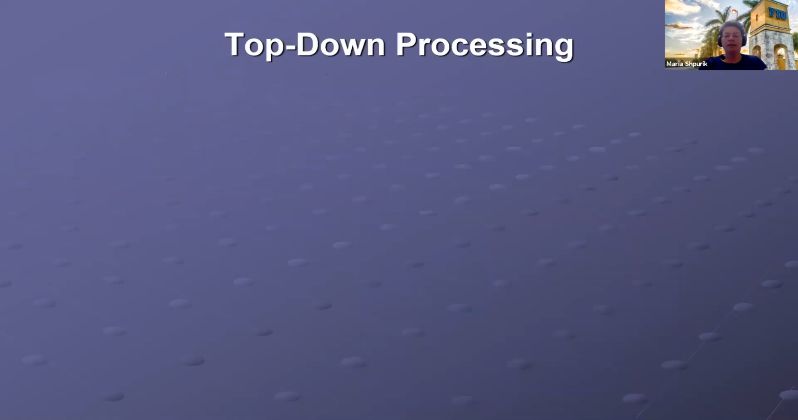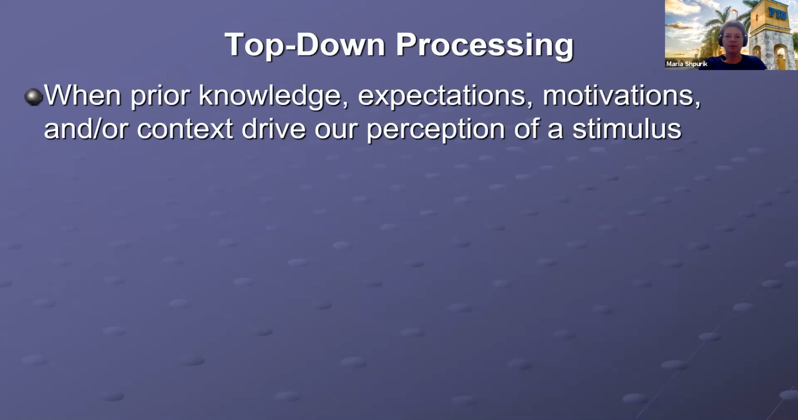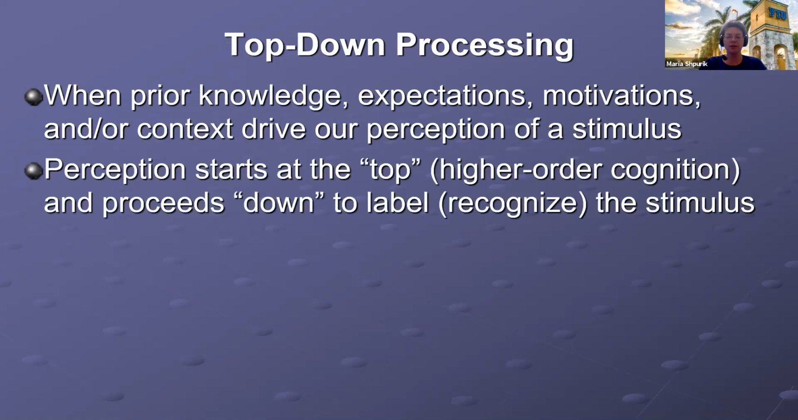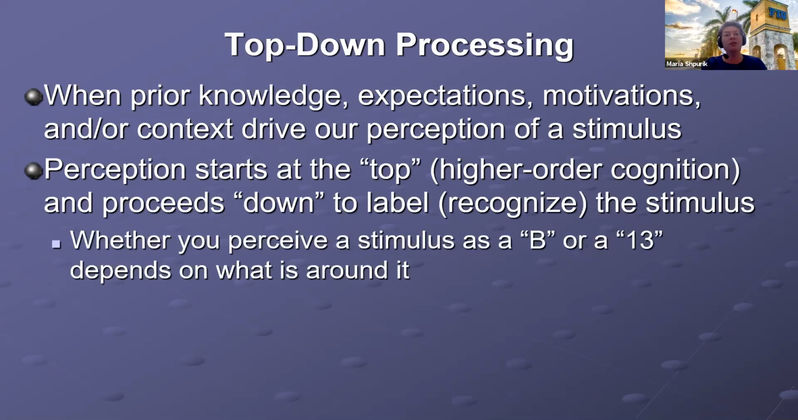Okay, top-down processing. Trying to perceive and label something using prior knowledge, expectations, motivations, and/or context. And again, context is what's around the stimulus that we're trying to perceive. So again, it starts at the top, not at the top of the object and proceeds down, right? But starts at the top with higher order processing and proceeds down to a more primitive task of perception. Now whether you perceive that stimulus initially, on the slides, as a B or a number 13 depends on what is around it. If there are numbers around it, we perceive it as 13. If there are letters around it, we perceive it as B.